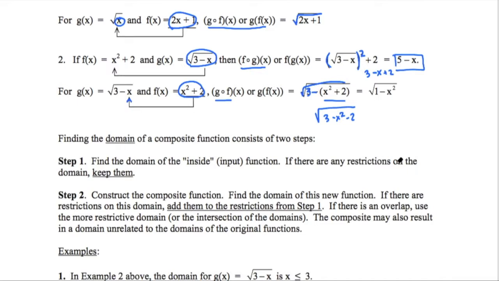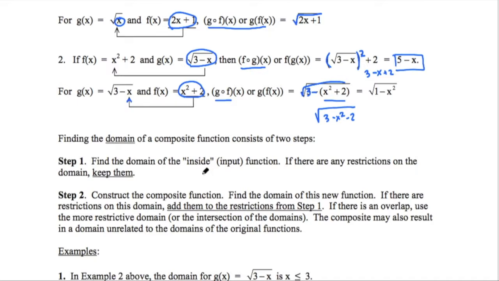Well, when we're talking about the domain of a composite function, since the output of the first function then became the input of the second function, what we really need to start thinking about is the domain for both of them. Both domains are going to ultimately become restrictions. So we're going to do this in two steps.